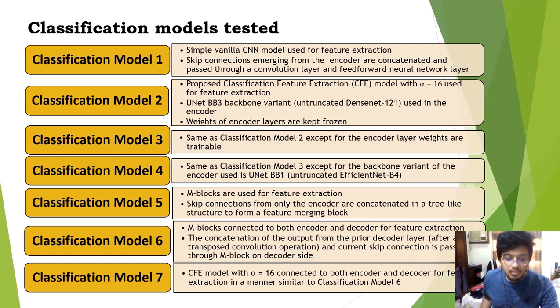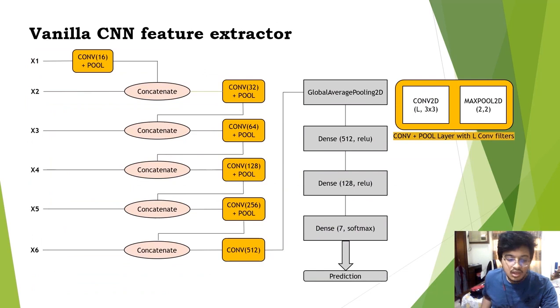Model 3 was the same as Model 2 except the encoder weights were set to trainable. Model 5 and 6 used M blocks described later for feature extraction, with Model 6 extracting features from both the encoder and decoder. Finally, Model 7 uses the CFE extraction network with alpha equals to 16 on both the decoder and encoder.